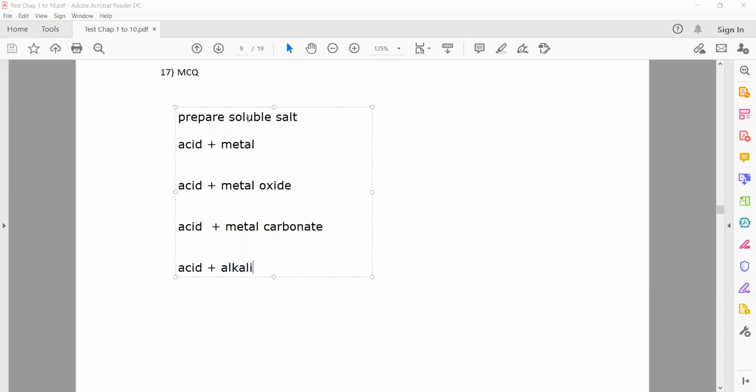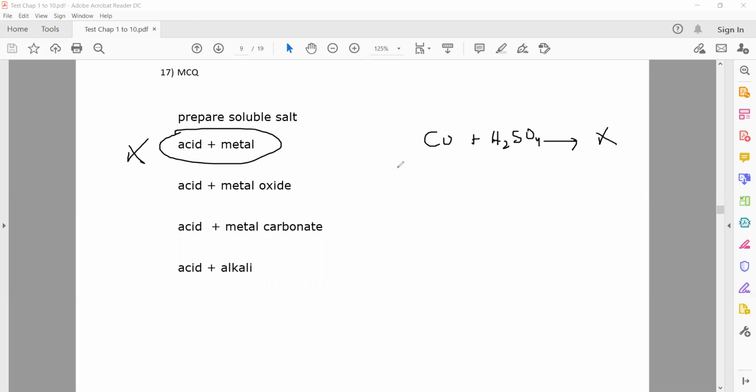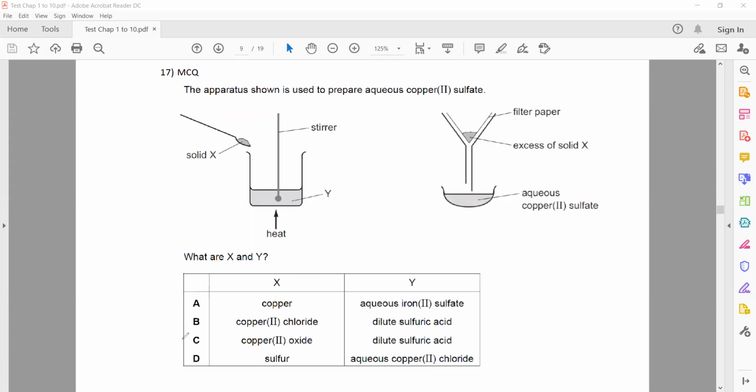But we want to prepare a copper salt, and copper does not react directly with dilute acid. So the first method is not suitable for copper, because copper does not react with dilute sulfuric acid. That's why there is no reaction between them. So the second method, acid plus metal oxide, copper oxide plus sulfuric acid, results in the formation of copper sulfate solution plus water. Is it clear? So the answer was copper oxide plus dilute sulfuric acid.